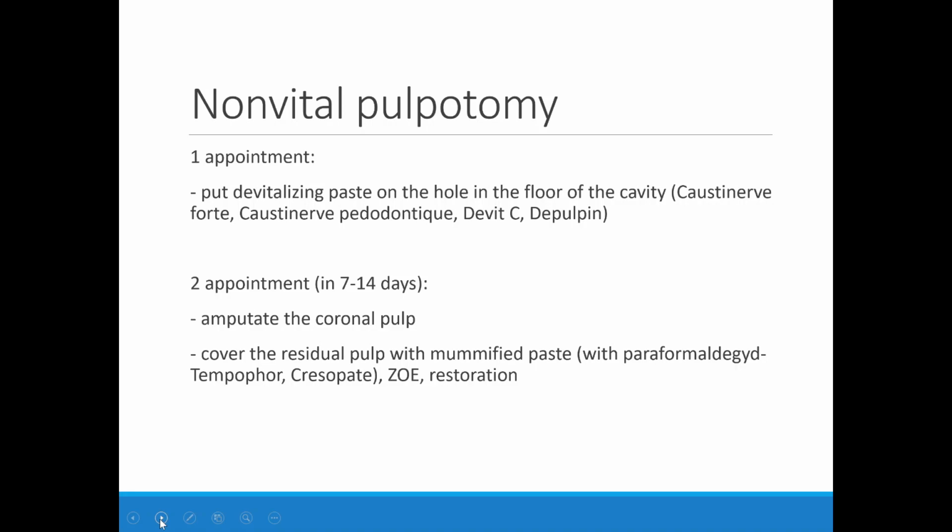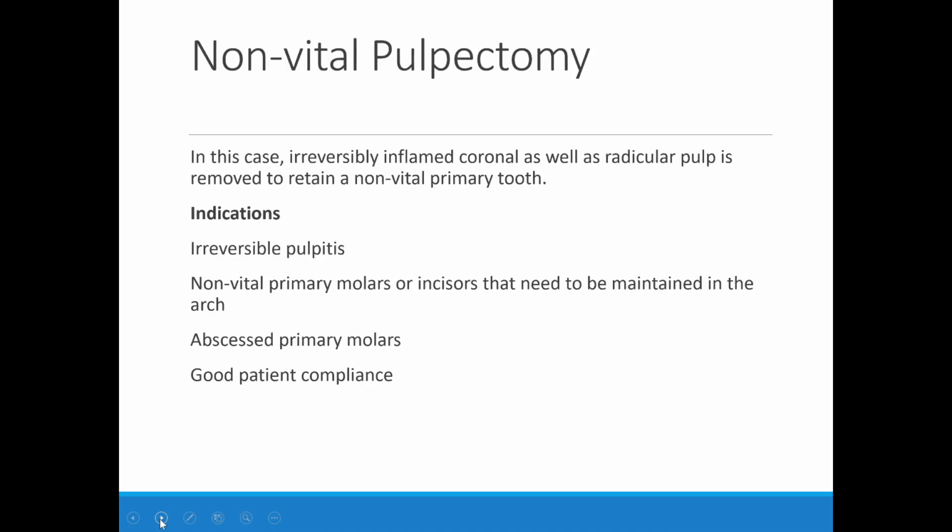Non-vital pulpectomy. In these cases, irreversibly infected coronal as well as radicular pulp is removed to retain a non-vital primary tooth. What are the indications? Irreversible pulpitis, non-vital primary molars or incisors that need to be maintained in the arch, abscessed primary molars, and good patient compliance. It can be one-stage pulpectomy, like we say for vital, and it can be two-stage pulpectomy.